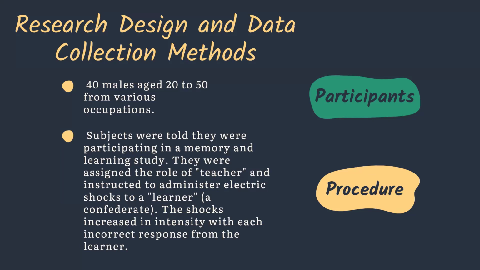And now I'm going to explain research design and data collection methods. The first point is 40 males, aged 20 to 50, from various occupations. Actually, they hired the participants by publishing advertisements in newspapers. Subjects were told that they were participating in a memory and learning study. They were assigned the role of teacher and instructed to administer electric shocks to a learner. The shocks increased in intensity with each incorrect response from the learner. That was the procedure, and the first one was the participants.